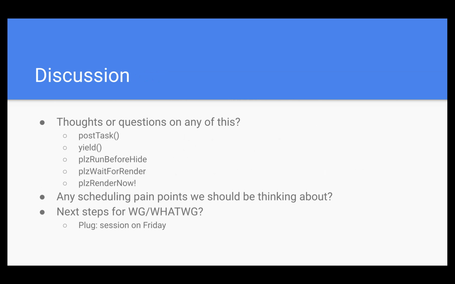So yeah, just a reminder of what I covered here. Thoughts or questions on any of this appreciated. Any other scheduling pain points? There's some stuff, like I said, we didn't cover here. We are thinking about extending postTask priorities into some other APIs, mentioned it a little bit earlier. And another plug, we have a joint session Friday afternoon with the WebPerfWG. We could talk about next steps for scheduling in the working group.